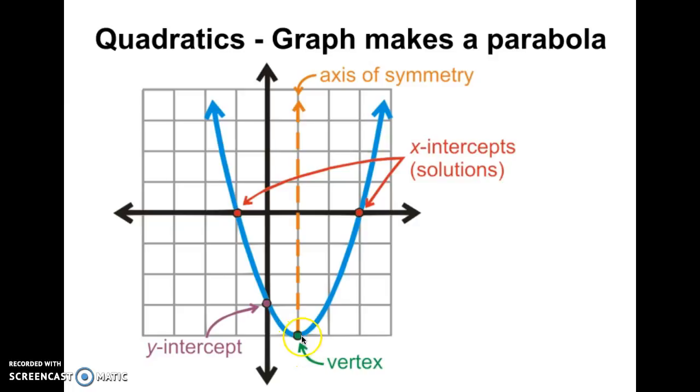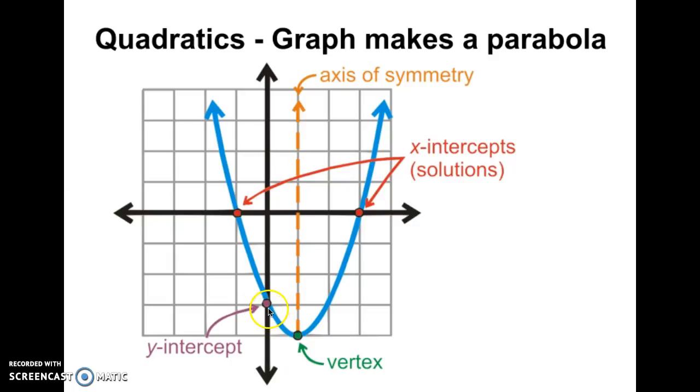The next key information point is this spot down here, which is called the vertex. The vertex is either your lowest point on the graph in this example, or if it were flipped around and it opened down, it would be the highest point on your graph. The vertex is where your graph stops going down and starts going back up, so it's that turning point of the graph.